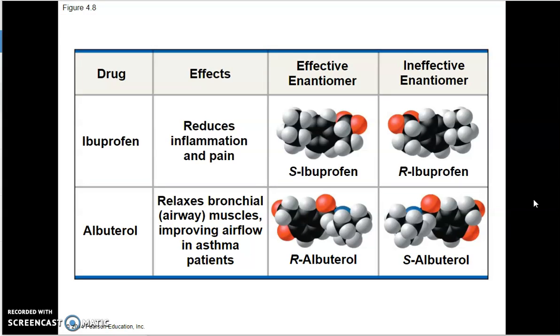Here we can see another example of ibuprofen. There is an effective enantiomer and an ineffective one. Even though they may look the same to the naked eye, one works and the other does not. Albuterol, those of you that have asthma or you've ever had a breathing treatment, you'd be familiar with the albuterol treatments. There's 2 different versions of this as well. It relaxes those bronchial muscles and improves airflow in asthma patients.